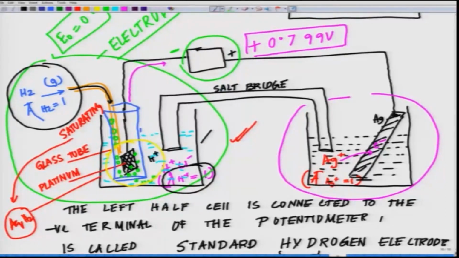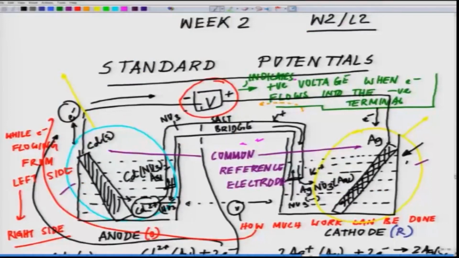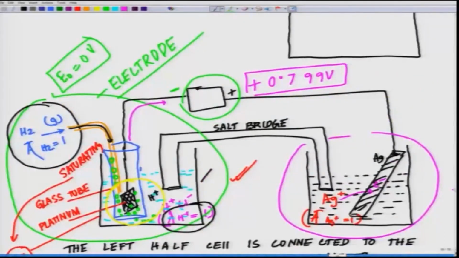If you remember, in one of the previous classes I told you about the potentiometer. If you recollect, a positive voltage indicates that electrons flow into the negative terminal. So you are observing a positive voltage here, which means electrons are moving onto the negative terminal. So the electron flow is like this: from the standard hydrogen electrode, the electrons flow in this direction and eventually reach the Ag.